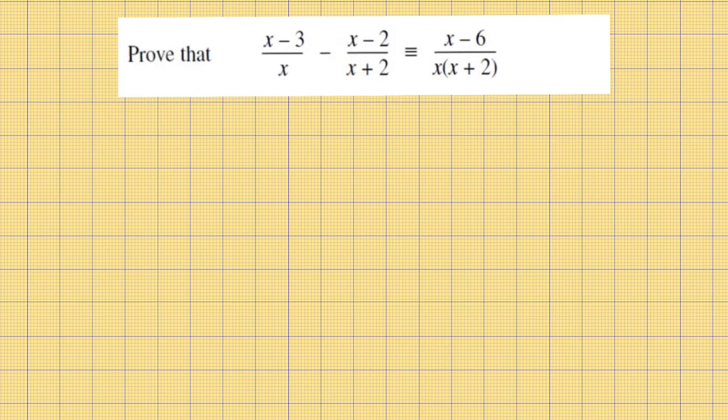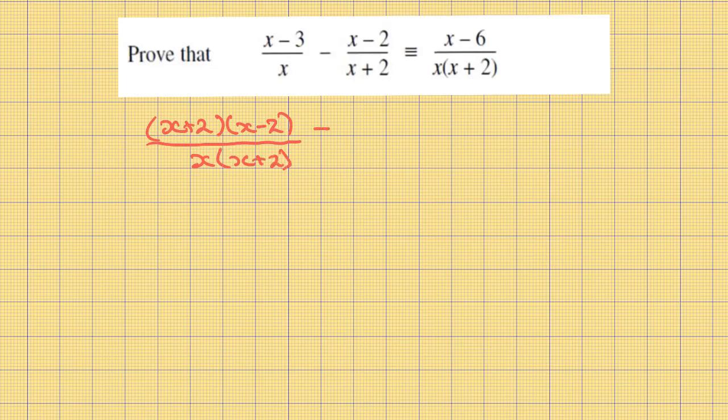And the final one, prove that x minus 3 over x minus x minus 2 over x plus 2 is equivalent to x minus 6 all over x times x plus 2. Take the left-hand side, manipulate it, and prove that it is equivalent to the right-hand side. So therefore, multiply the first fraction top and bottom by x plus 2. So you get x plus 2 times x minus 3 all over x plus 2.